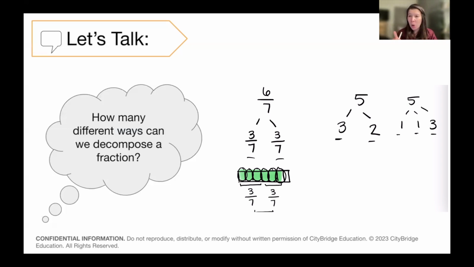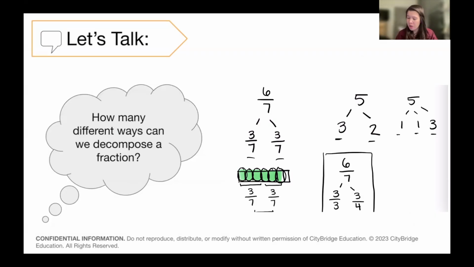Now I want to look at one more example, and nobody said this, but I want you to think about what you would say to a friend if they told you that 6/7 can be broken up into 3/3 and 3/4. Look at what this person did and think about, why doesn't 3/3 and 3/4 make 6/7? Think about that. Turn and talk to a partner. Why doesn't that make sense?